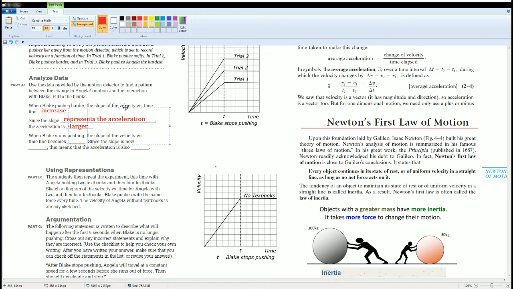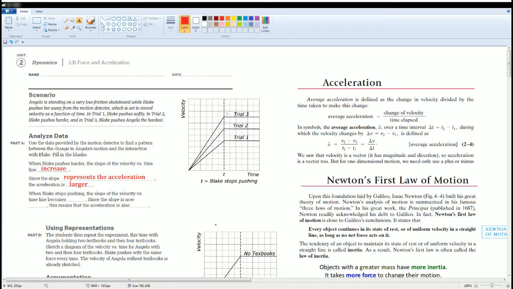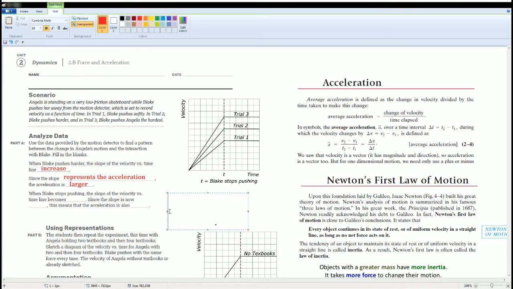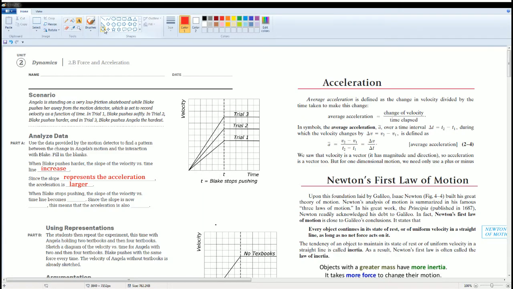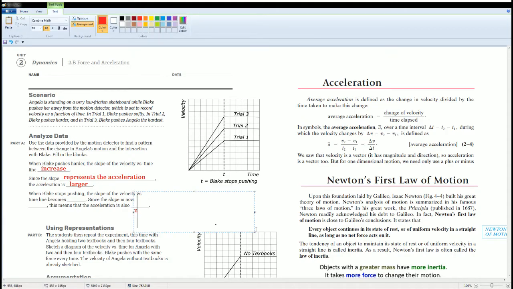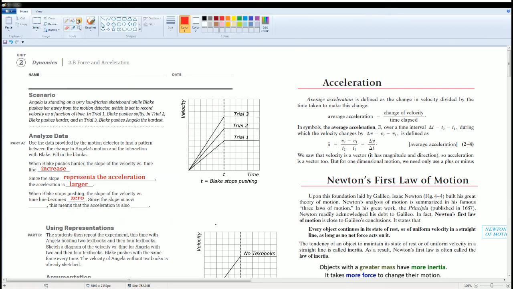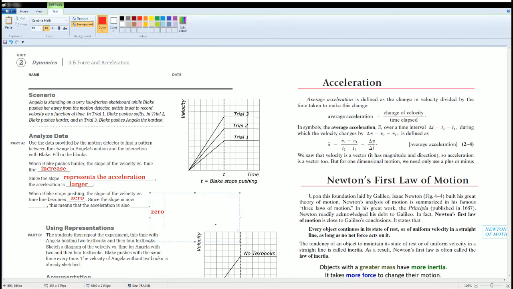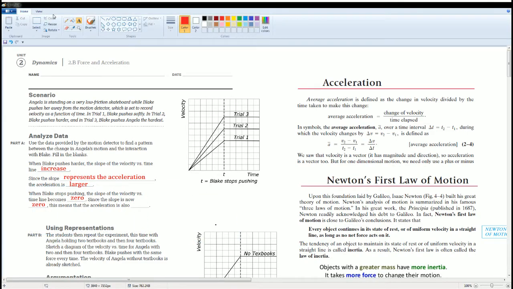When Blake stops pushing, which is represented here at time t, you could see it goes flat. The slope of the velocity versus time graph becomes flat, or we can say that it is zero. Since the slope is now zero, this means that the acceleration is also zero.